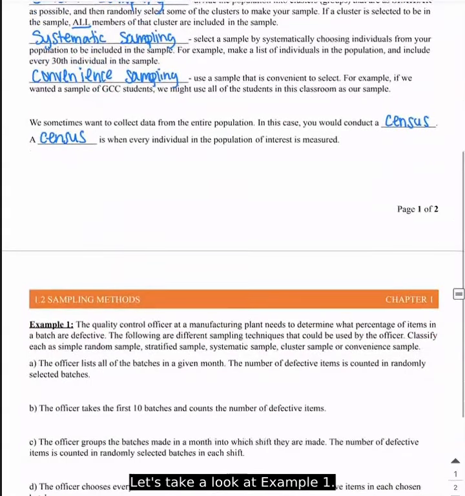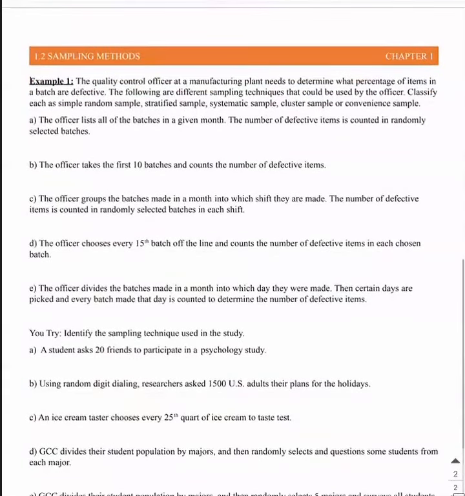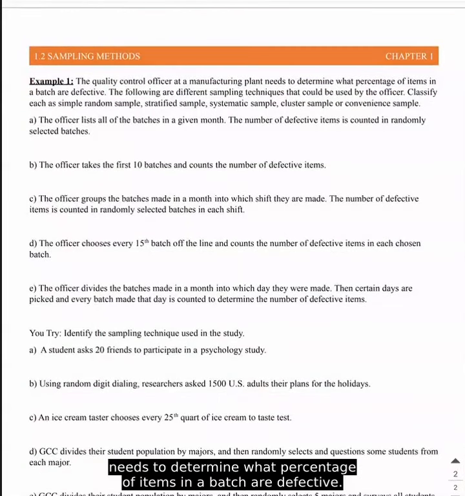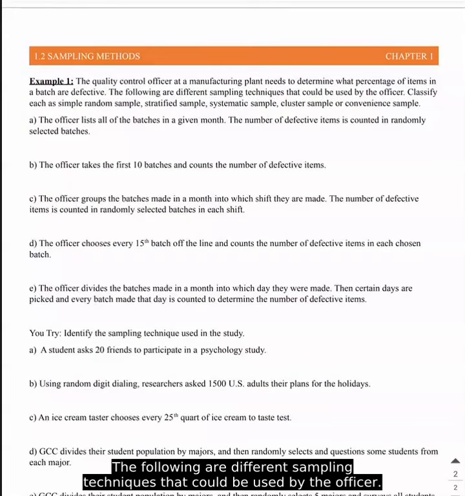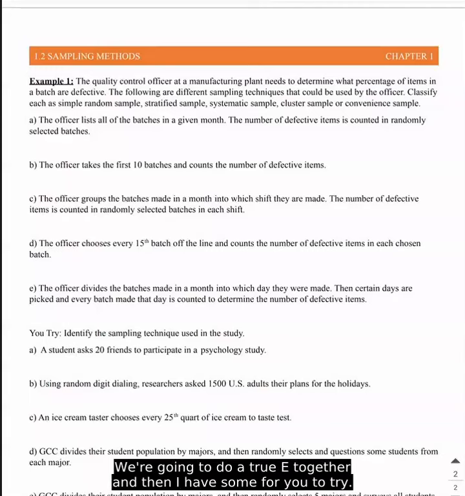All right, so let's take a look at example 1. It says the quality control officer at a manufacturing plant needs to determine what percentage of items in a batch are defective. The following are different sampling techniques that could be used by the officer. Classify each as simple random sample, stratified sample, systematic sample, cluster sample, or convenience sample. And so we're going to do A through E together, and then I have some for you to try.